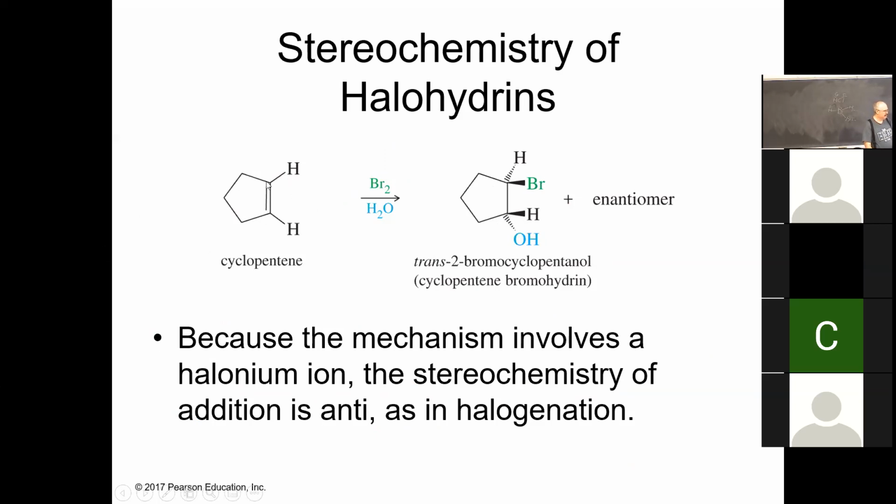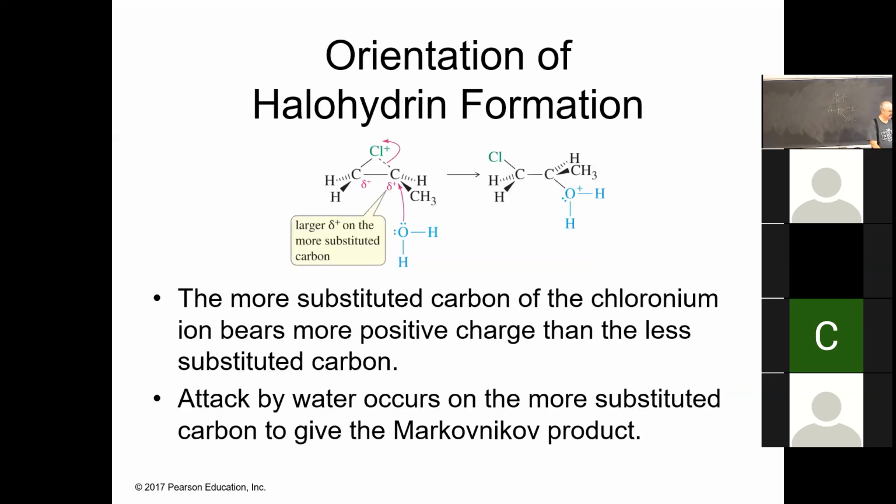Okay, if we had a methyl instead of a hydrogen here, the OH would end up on the side with the methyl, the more substituted side. The alcohol and the bromine are trans to each other. Okay, here's a chloronium ion. Again, water adds, and it gives the Markovnikov product.